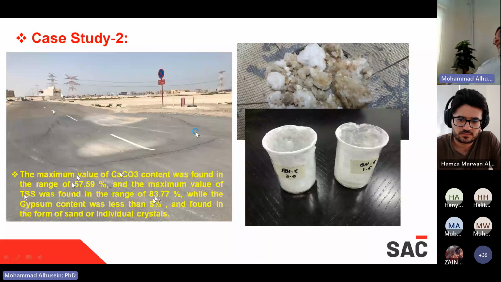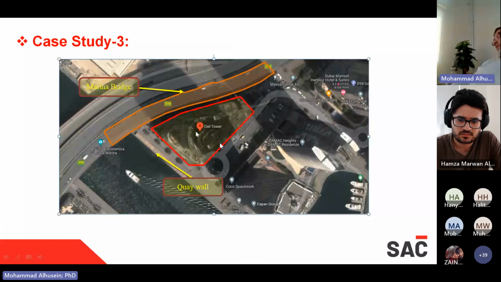Another case study is very important. Also, this is a high-rise tower. And here we have a bridge. And here we have a water canal.